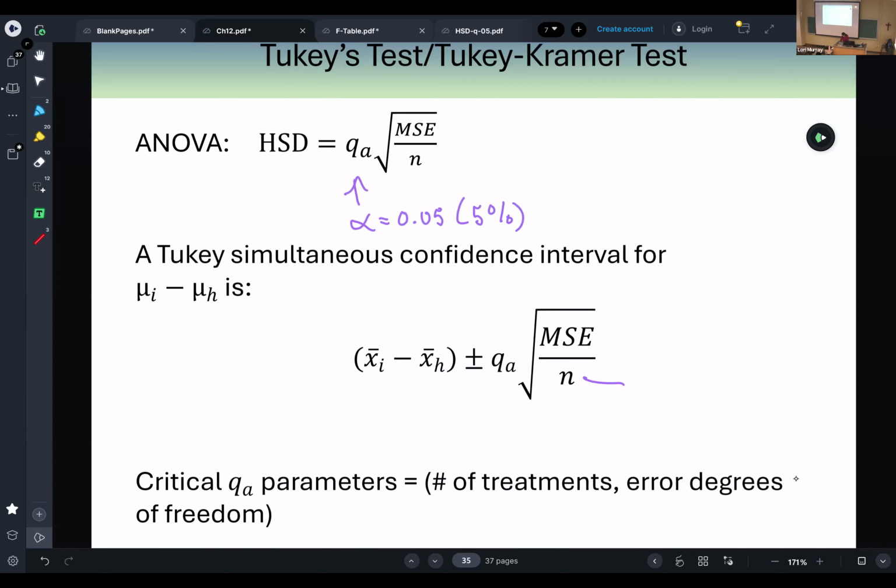this n is going to be the number of observations in each column, in each treatment or column, if you will.